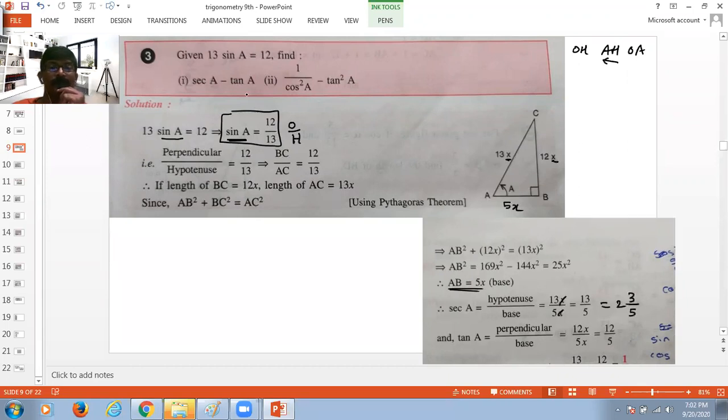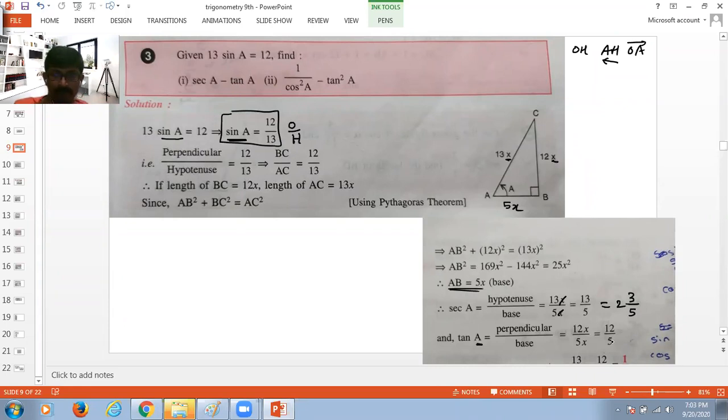Now tan A. What is tan A? Tan A is like this, isn't it? Sine, cos, tan, cot, sec, cosec. You can remember it that way. Sine, cos, tan, cot, sec, cosec. So tan is OA. So opposite upon adjacent with respect to what? Angle A. So with respect to angle A, opposite upon adjacent. So that will become 12 upon 13. 12 upon 13. Isn't it?